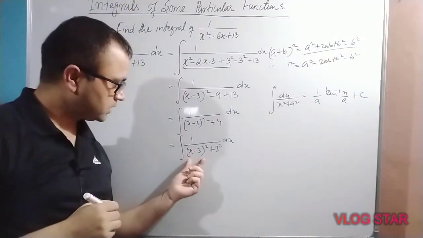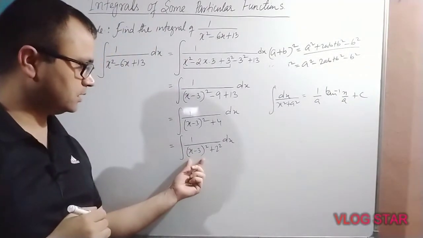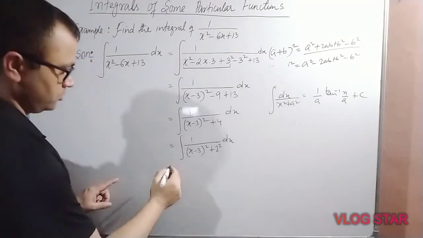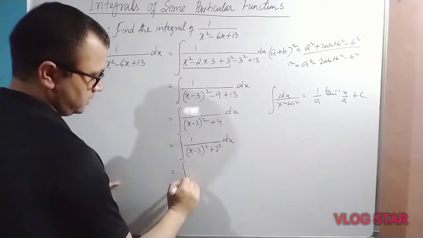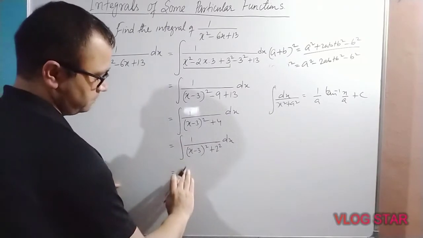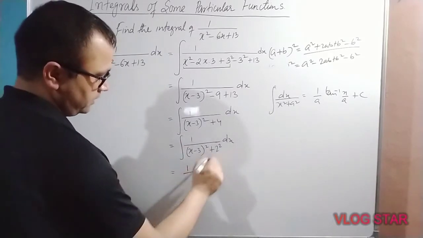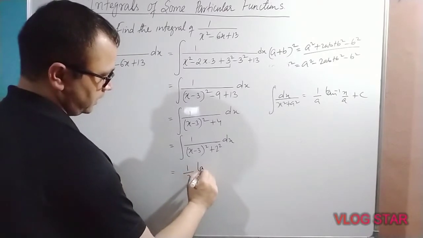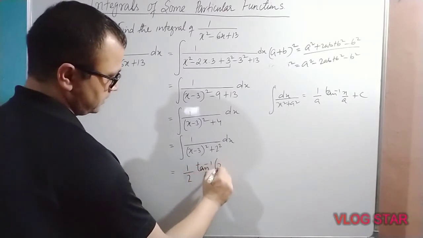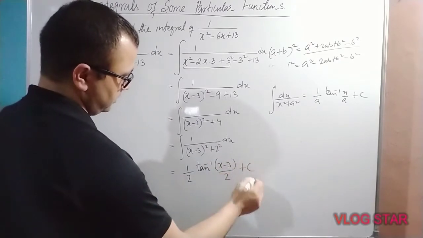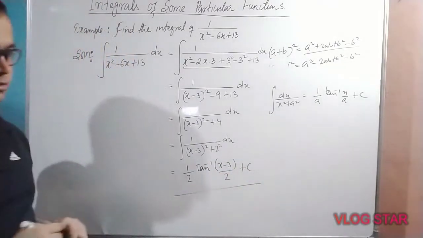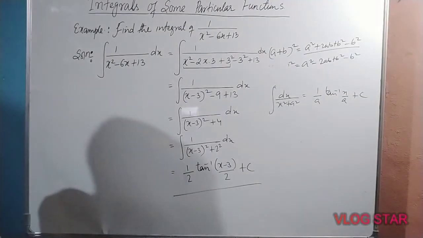This whole quantity x minus 3 is considered as x. So we can write, the integration of this quantity is 1 by a, where 1 by a is 1 by 2, tan inverse of x minus 3 by a, which is 2, plus c. Now this is the answer. Okay, let's take another example.